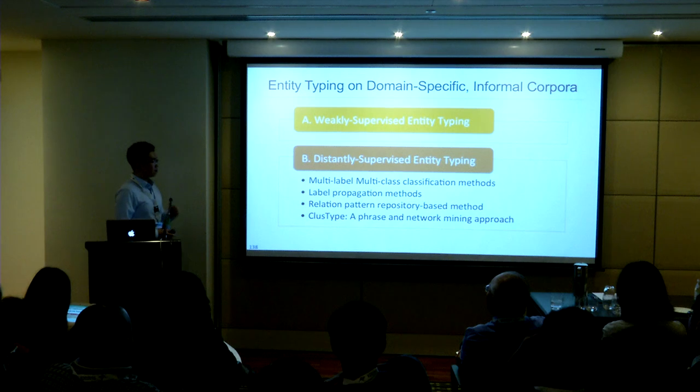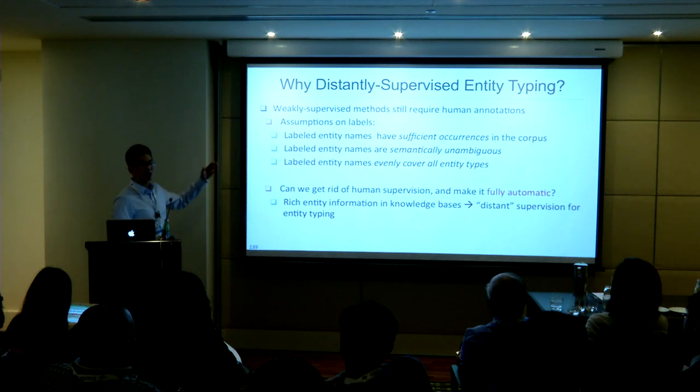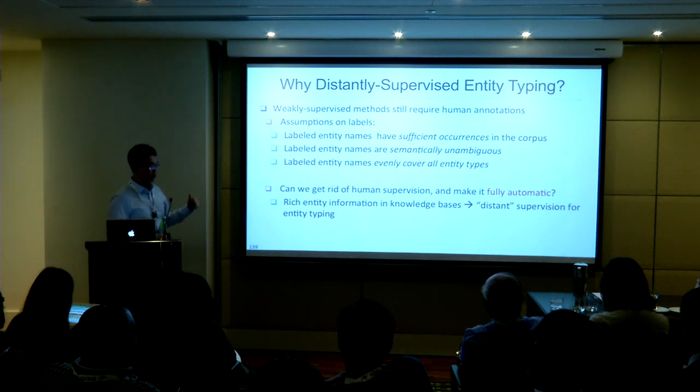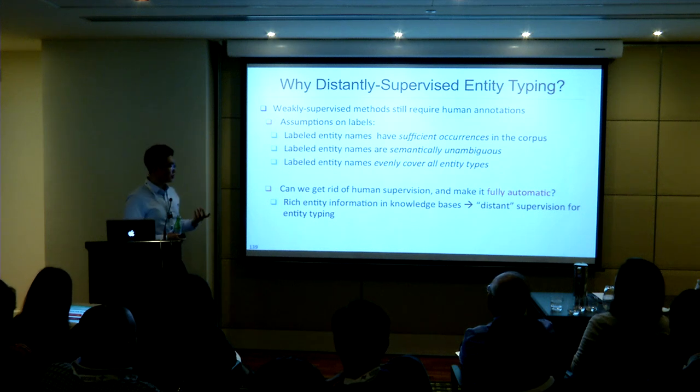So for the next category, we want to ask, can we get rid of those small numbers of high-quality seeds? Because you need to put assumptions on these seeds. You need to make sure they have sufficient occurrence, they are unambiguous, they are evenly distributed. So what if we just take the knowledge base and plug it back to the corpus and see what we can get? That makes the process fully automatic because the entity information in the knowledge base is so rich. We call this distant supervision for entity typing.